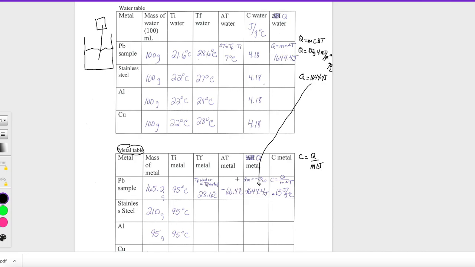And then I can say, okay, now I know enough information with the metal data, so C is equal to Q. I can plug in that negative 1644.4 joules and divide by the mass of the metal this time, 165.2 grams, and also divide by the temperature change, which is a negative 4 degrees Celsius. If I do that, I get 0.15 joules per gram degrees Celsius.